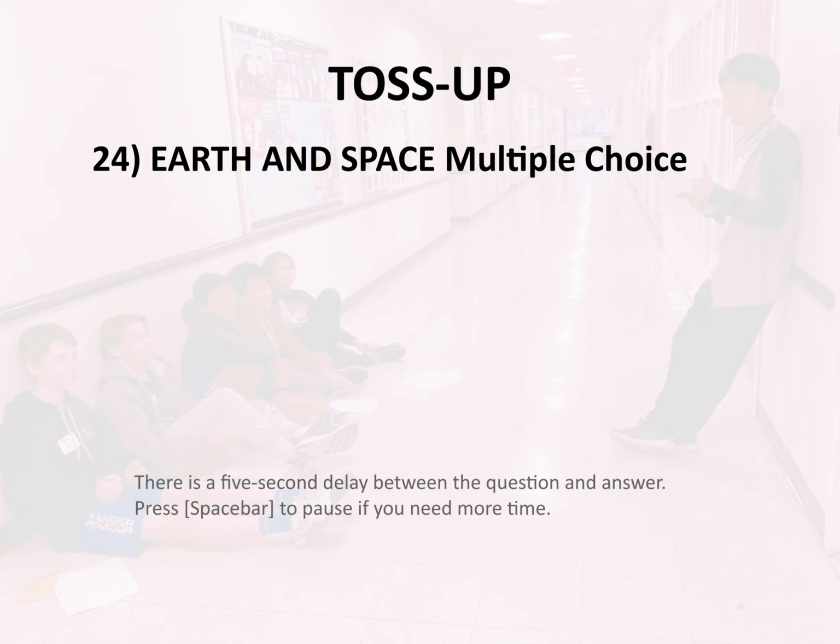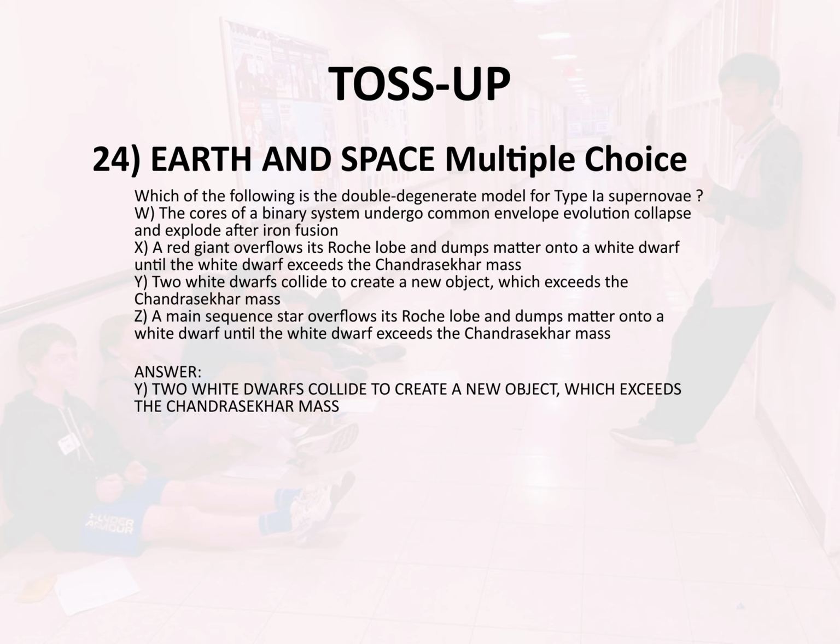Y. 2 white dwarfs collide to create a new object, which exceeds the Chandrasekhar mass. Z. A main sequence star overflows its Roche lobe and dumps matter onto a white dwarf until the white dwarf exceeds the Chandrasekhar mass. Answer: Y. 2 white dwarfs collide to create a new object, which exceeds the Chandrasekhar mass.